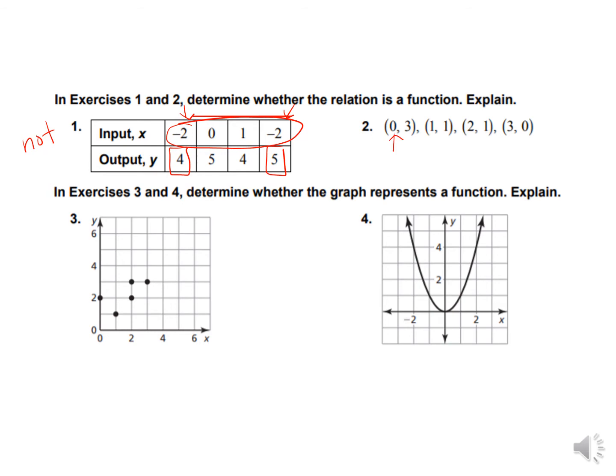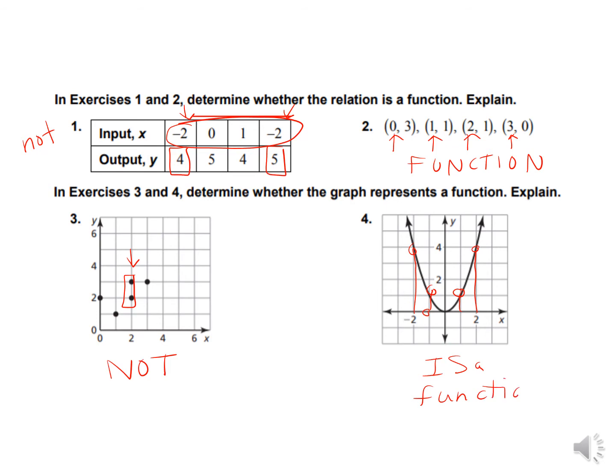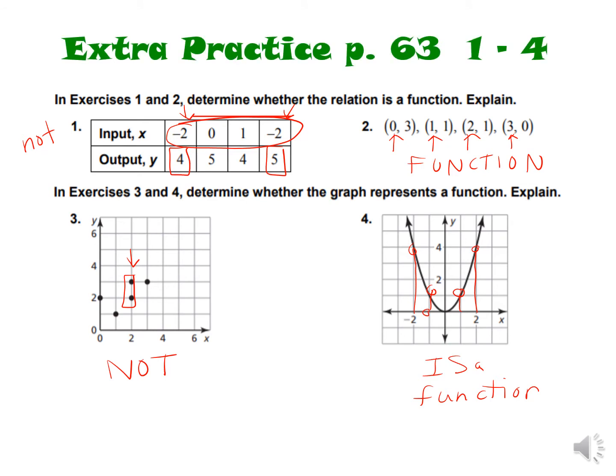Again, I look at each of my x's and none of them repeat. So for this set of points, this is a function. Okay, over here, I check my x's and right away I see that this x has 2 y values, so this is not a function. I look over here and for every x, I have only one y, and therefore this is a function. Okay, so those are the kind of things you look for when they're asking you, is this a function? Okay, that was from your journal.